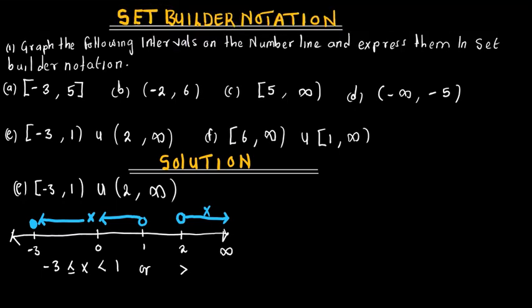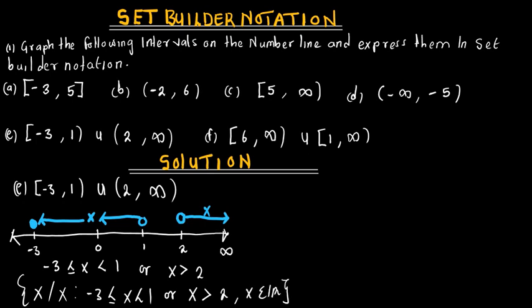Wow, this makes sense. Under set builder notation, this is going to be expressed in this way. x is such that negative 3 is less than or equal to x less than 1, or x must be greater than 2. And of course, x must be a member of all real numbers. That is just how you express that interval.